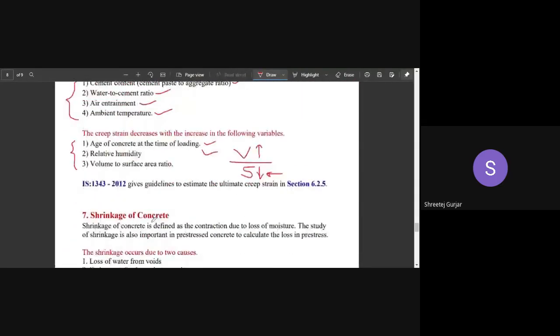After creep of concrete, the next important topic is shrinkage of concrete, and this is the last topic which we will be studying. Shrinkage is nothing but the contraction or decrease in volume. Shrinkage of concrete is defined as the contraction due to loss of moisture. Whenever there is loss of moisture, concrete will contract in size, that is, decrease in volume. That is nothing but shrinkage of concrete.